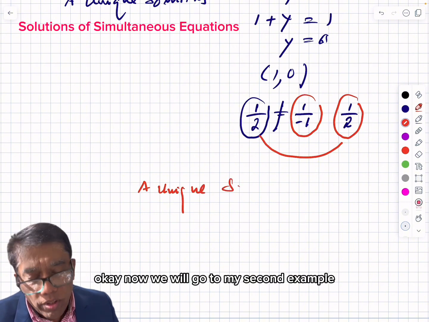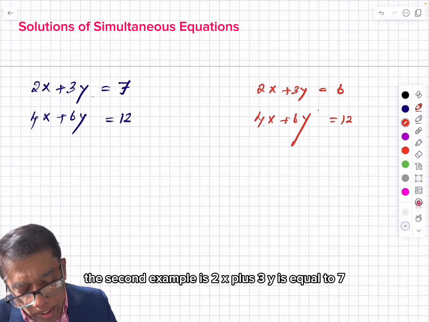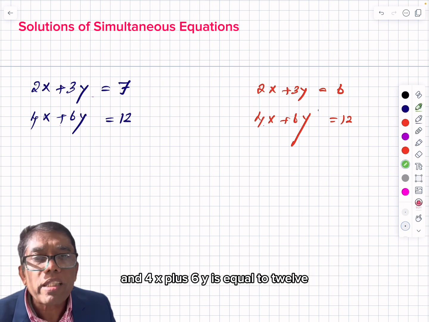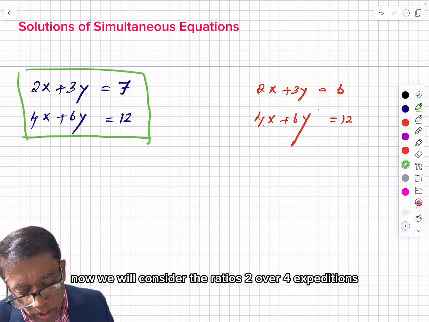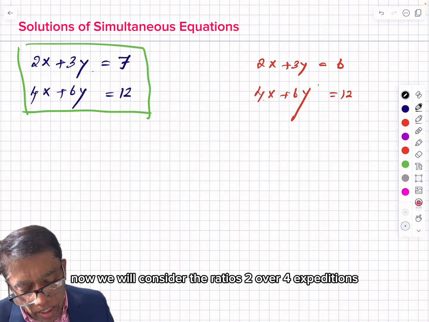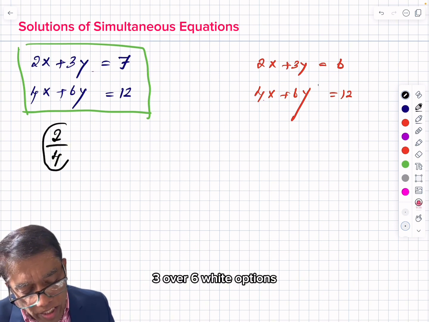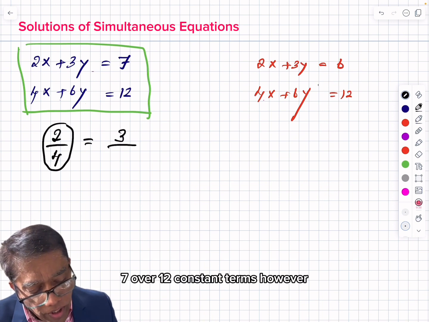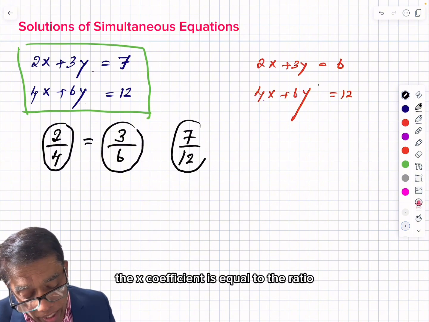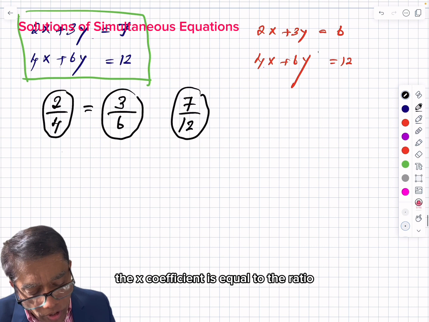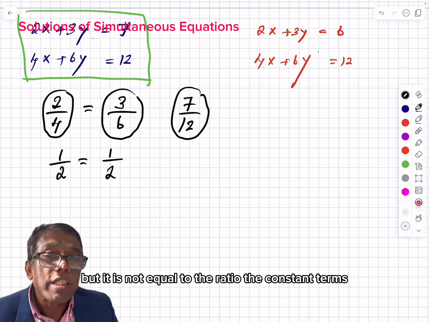Okay, now we will go to my second example. The second example is 2x plus 3y is equal to 7 and 4x plus 6y is equal to 12. Now we will consider the ratios: 2 over 4 for the x coefficients, 3 over 6 for the y coefficients, 7 over 12 for the constant terms. However, we can see the ratio of the x coefficients is equal to the ratio of the y coefficients, but it is not equal to the ratio of the constant terms.